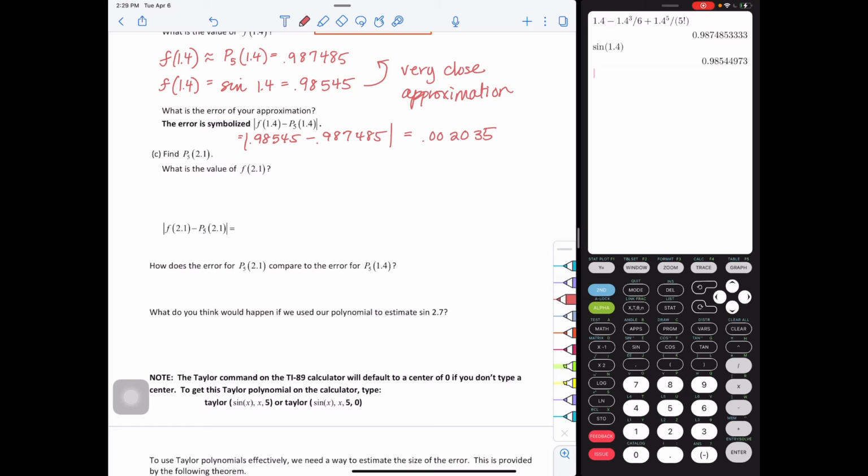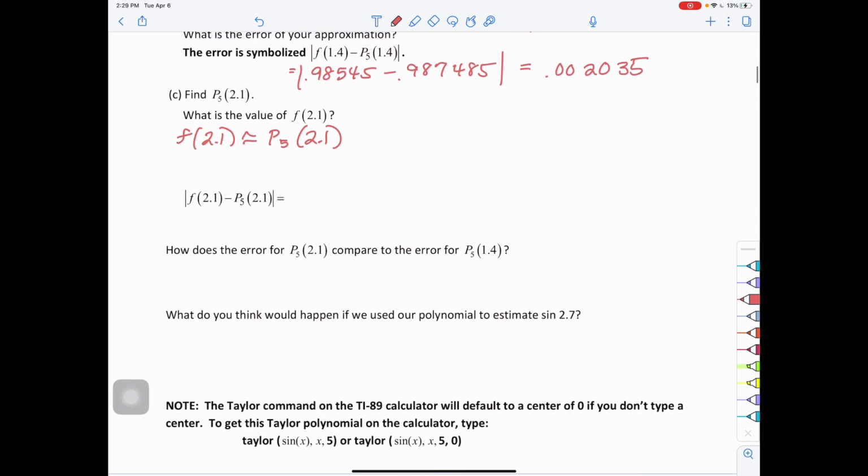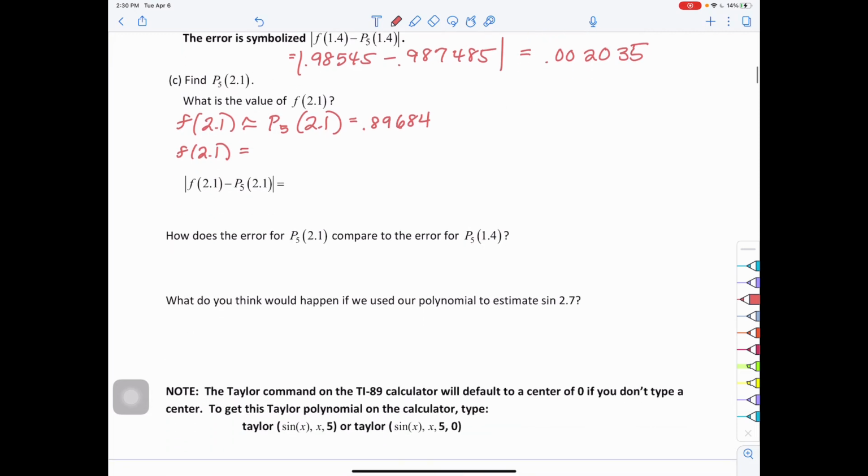Now they ask us to find the value of f of 2.1. The first thing we're going to do is f of 2.1 is about equal to the 5th degree polynomial at 2.1, and I'll just give you these values so that we can keep going, and you can pause the video and put these in your calculator. And I got 0.0020, and I got 0.89684.